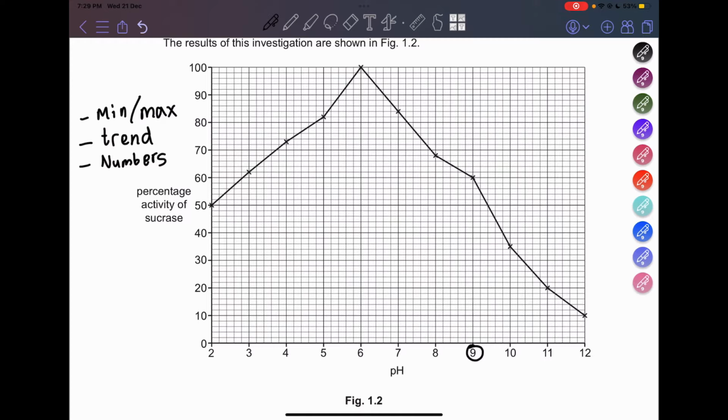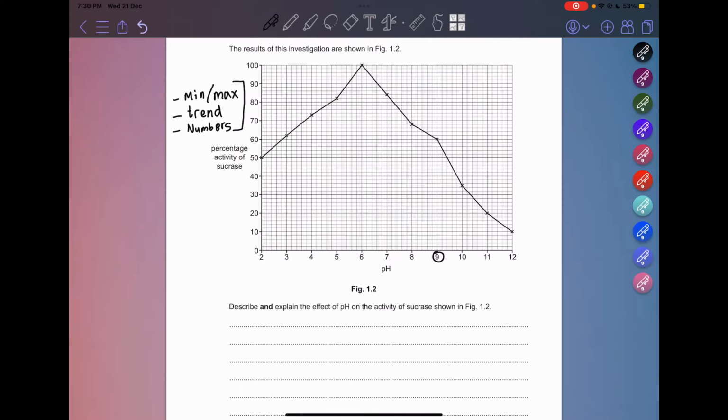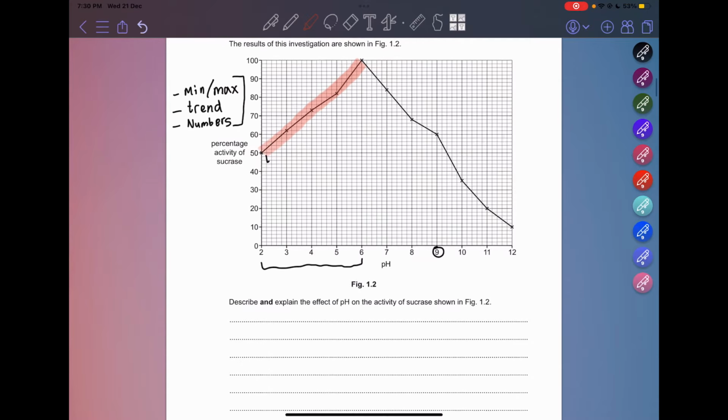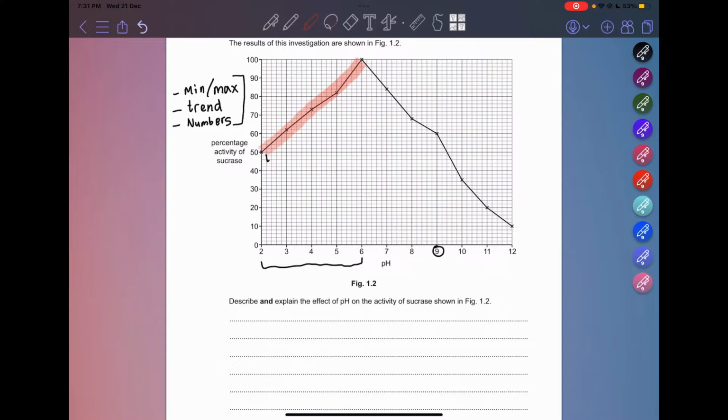So these three points you also have to remember in your answers. First of all, you have to mention that from pH 2 until pH 6 over here in this range, the enzyme is actually working and it's active, and the percentage of activity of sucrase is increasing. It is increasing because the pH is actually increasing. So at pH 6 it is at its highest, it is at 100% activity.